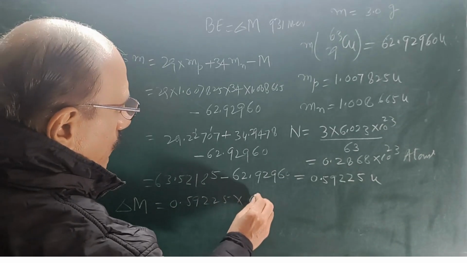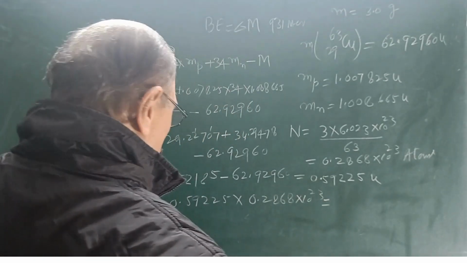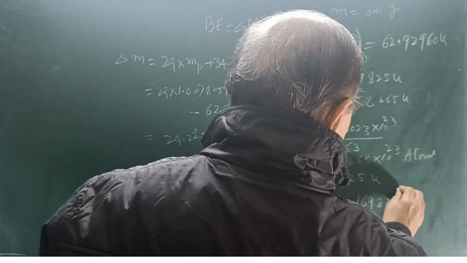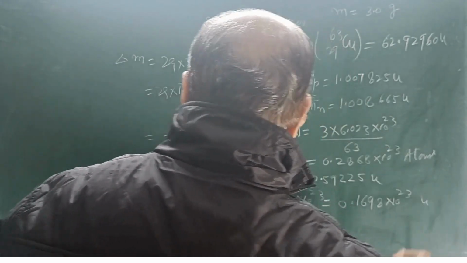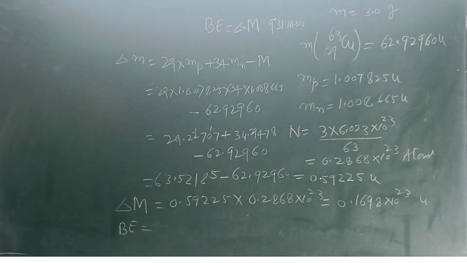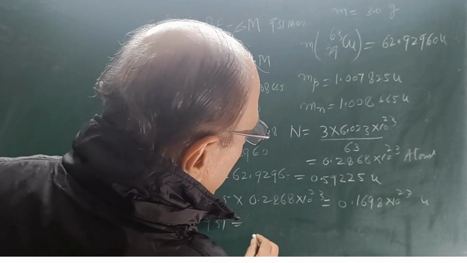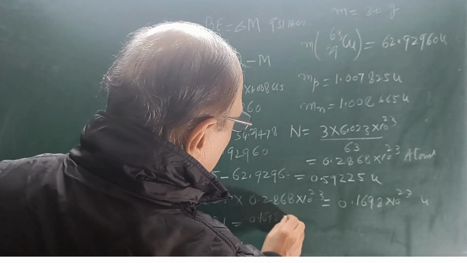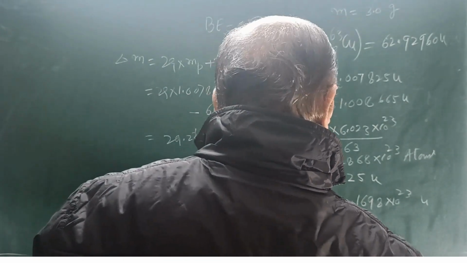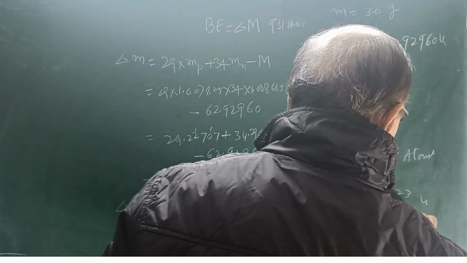So the total mass defect in this many atoms will be equal to 0.59225 into 0.2868 into 10 to the power 23, and that comes to be 0.1698 into 10 to the power 23 atomic mass unit. Now the binding energy will be equal to this delta M into 931. So that comes to be 0.1698 into 10 to the power 23 into 931, and that comes out to be 158.1 into 10 to the power 23.